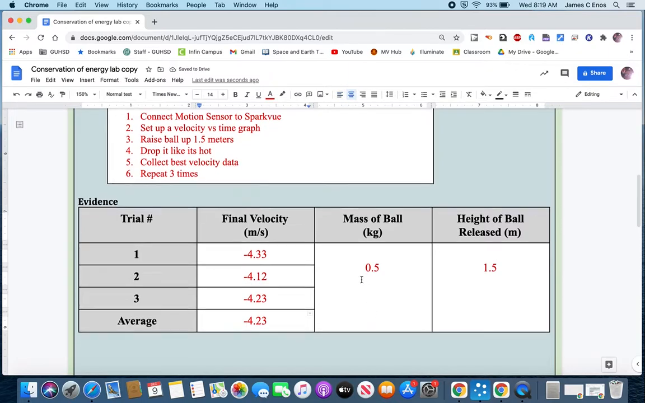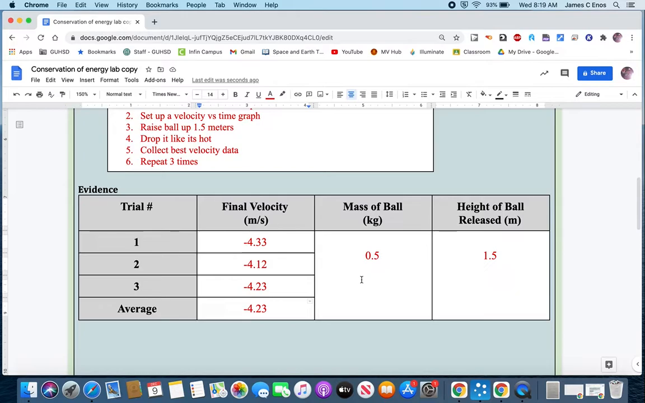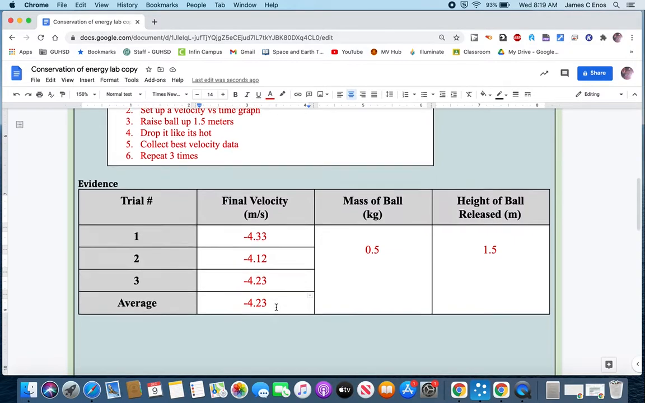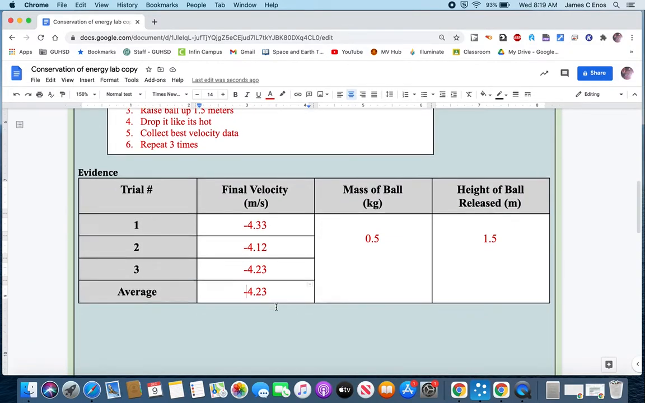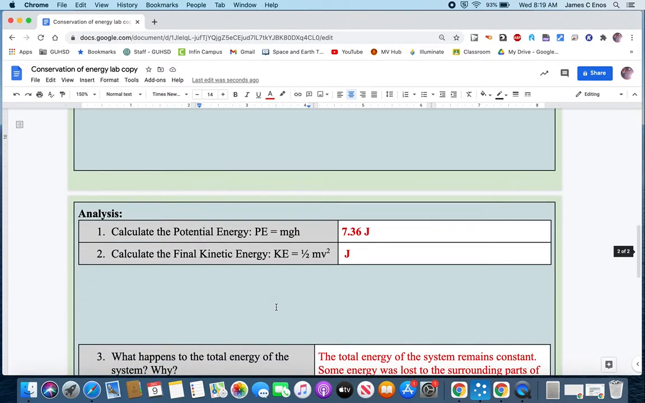So I now have the average velocity of negative 4.22667, so it's about negative 4.23. That's the velocity that we're getting. The potential energy is this 7.36. Initially we have all the energy in this gravitational potential energy, so there's 7.36 joules of potential energy.